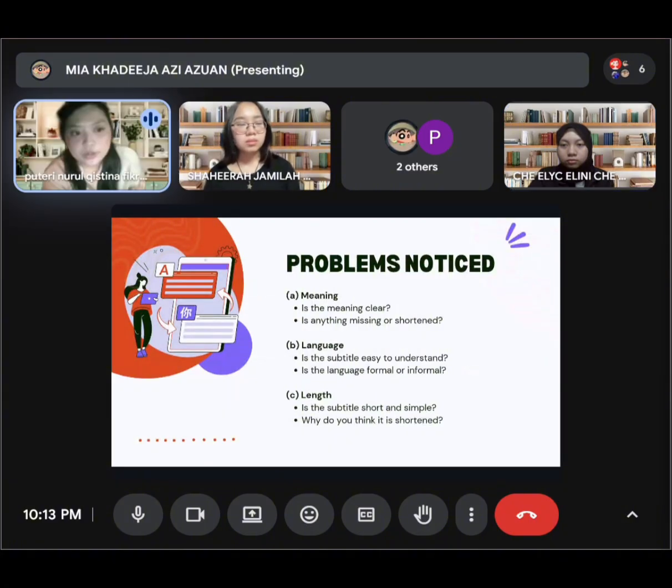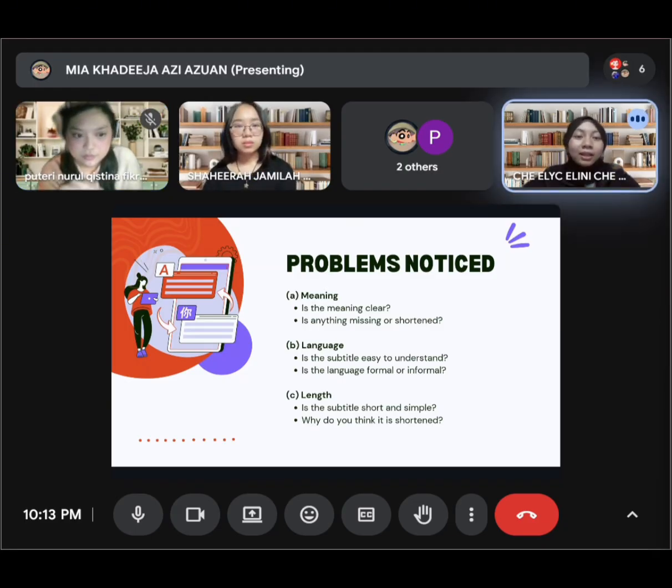Okay, so for all these 9 lines, I've noticed that there are some problems in certain translations. The first one is the meaning. Is the meaning clear from all the automated translations, and is there anything missing or shortened? In terms of language, is the subtitle easy to understand? And is the language formal or informal? And the last one, in terms of length, is the subtitle short and simple? And why do you think it is shortened?